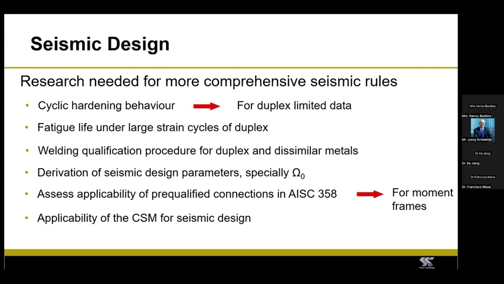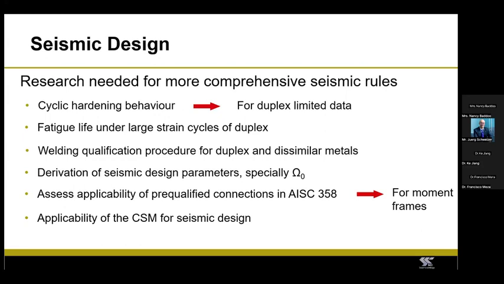For duplex stainless steel, there also needs to be more test evidence on the fatigue life under large strain cycles. Now, we don't expect that this is going to be an issue, but it would be useful to have test evidence that shows that the fatigue behavior of duplex stainless steel is similar to the behavior of carbon steel.